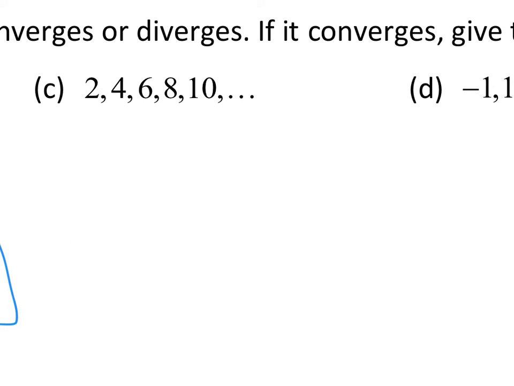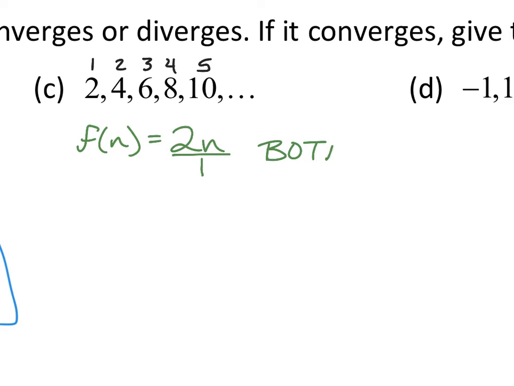Letter C, again, it doesn't give me the formula, so I'm going to have to figure it out. So here's all the term numbers. And this one's pretty simple. Do you notice the pattern here? Yeah, we're just multiplying by 2. So the function we have is just multiplying 2 times the term number. But I'm going to write this as 2n over 1, because that's going to help me realize that this is a bigger on top function. So this one is going to diverge.